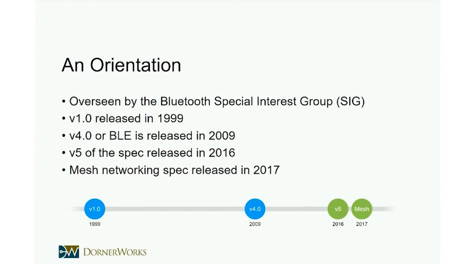Mesh networking for Bluetooth was released in 2017, and it is a layer that runs on top of the Bluetooth 4.2/Bluetooth 5 core. So it's important to note that they are different. There's a different spec for Bluetooth Mesh rather than Bluetooth 5. A lot of people associate the two, but they're really two separate specifications. So you can have a version 5 chip that doesn't support mesh networking. You can also have a version 4.2 chip that does support mesh networking.